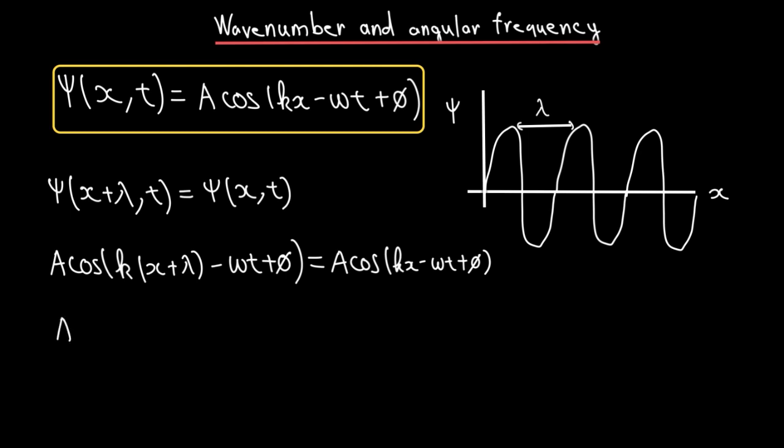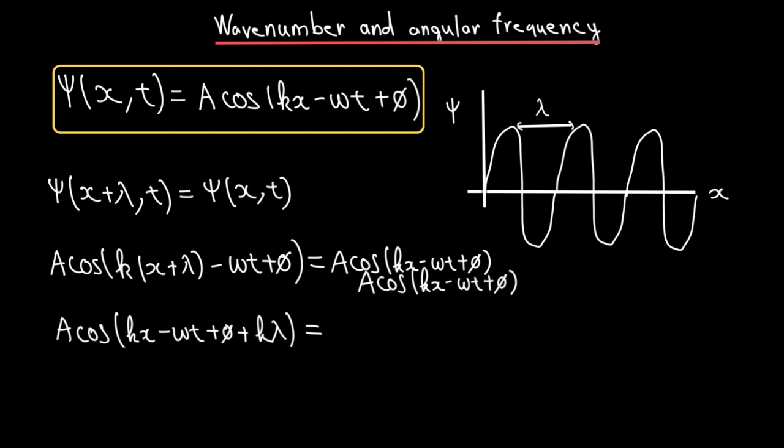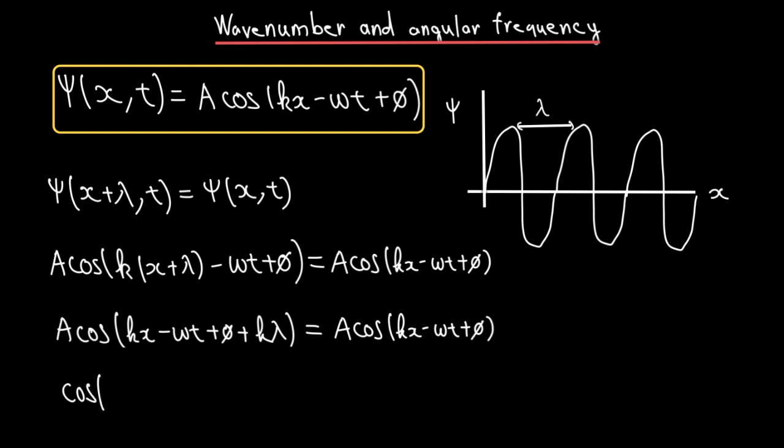Simplifying our expression, we get that a times cosine of kx minus omega t plus phi plus k lambda is equal to the expression that we had on the right. But the thing is, we know that cosine is 2 pi periodic, so it repeats itself after 2 pi radians, and therefore cosine of, let's say, x plus 2 pi is equal to cosine of x.